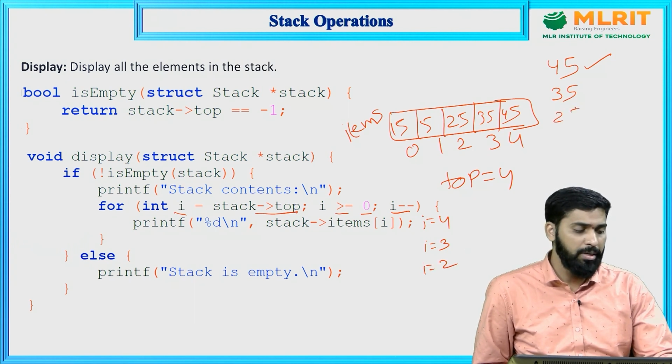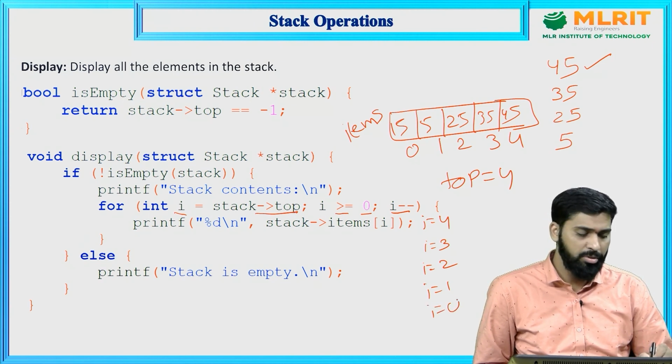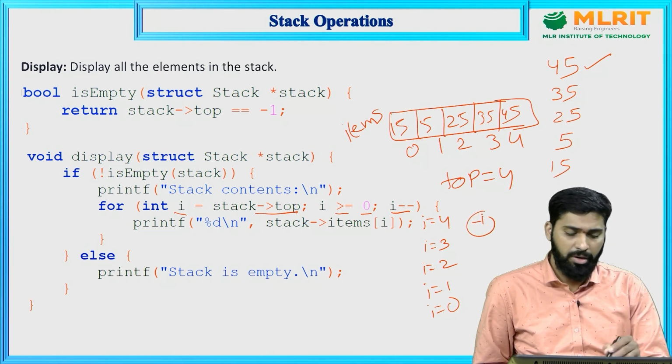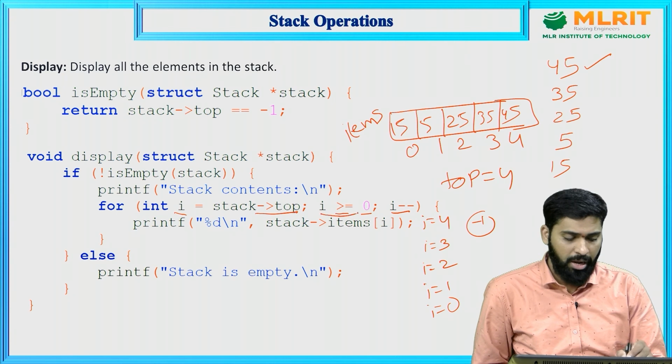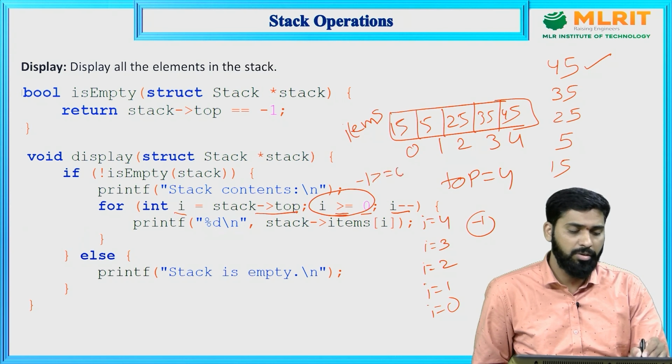So, it prints 35. In next iteration, I equals 2, so it prints 25. In next iteration, I equals 1, so it prints 5. In next iteration, I equals 0, so it prints 15. In next iteration, I value is minus 1. Now, the condition is I value is greater than or equal to 0, but here I value is minus 1. So, minus 1 greater than or equal to 0 is false.